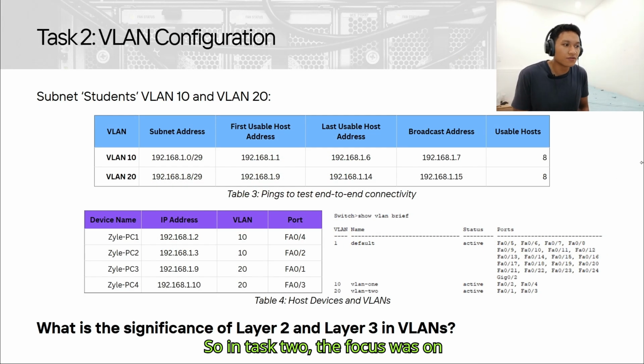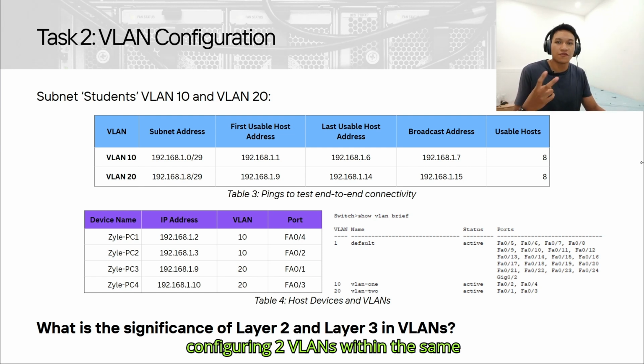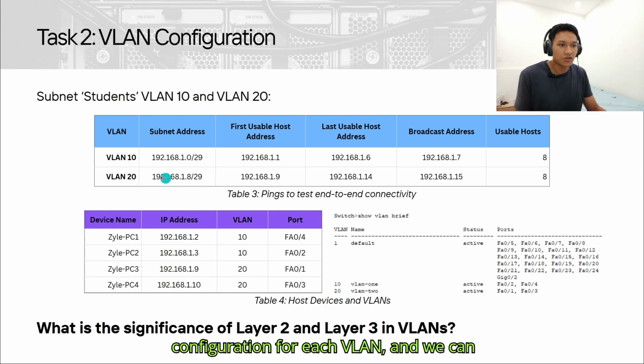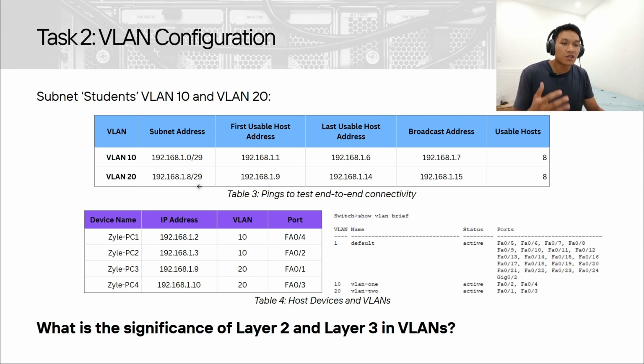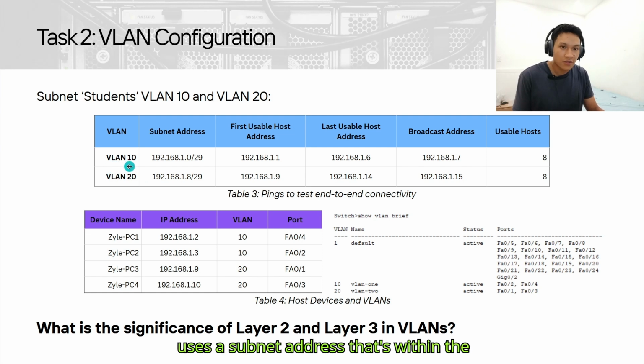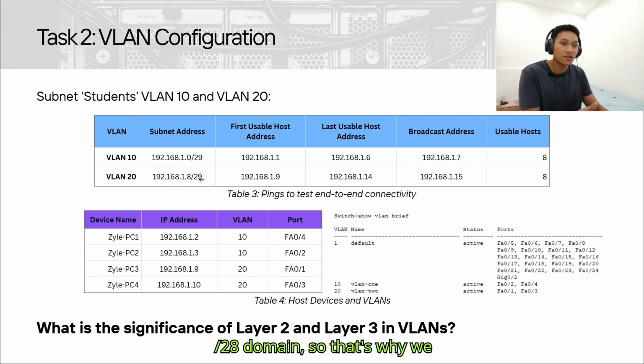In task 2, the focus was on configuring two VLANs within the same subnet. Table 3 shows the configuration for each VLAN, and we can see that for each VLAN, it's using the /29 address. And since we have two of those, we can combine them to make a wider /28 address. It's important to note that each VLAN uses a subnet address that's within the /28 domain. So that's why we classify the subnet students as the same subnet.